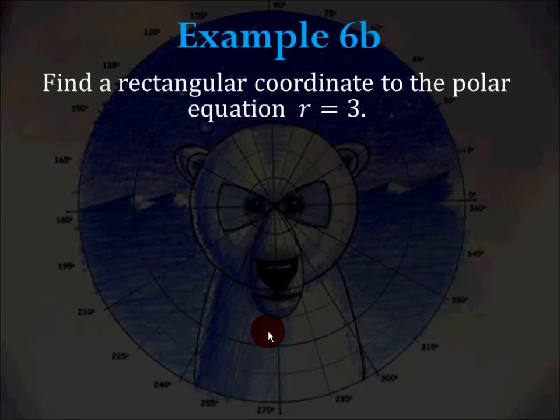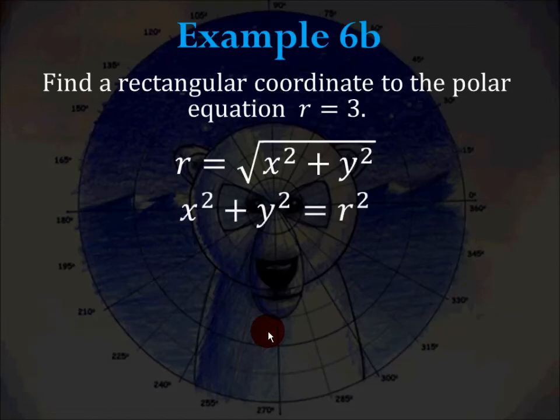Example 6b, find the rectangular coordinate equation for the polar equation r equals 3. So go ahead and try this one using one of the conversion formulas that you wrote down. All right, again, r is the square root of x squared plus y squared, so let's plug in that. So we know r squared is 9, so the answer is x squared plus y squared equals 9, which means if you were to graph this, well, guess what? It's a circle with a radius of 3.